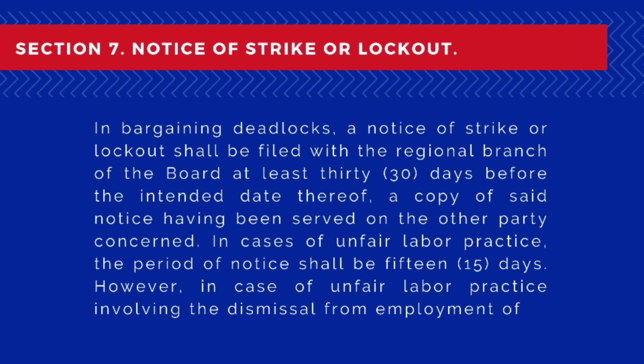Section 7. Notice of strike or lockout. In bargaining deadlocks, a notice of strike or lockout shall be filed with a regional branch of the Board at least 30 days before the intended date thereof, a copy of said notice having been served on the other party concerned. In cases of unfair labor practice, the period of notice shall be 15 days.